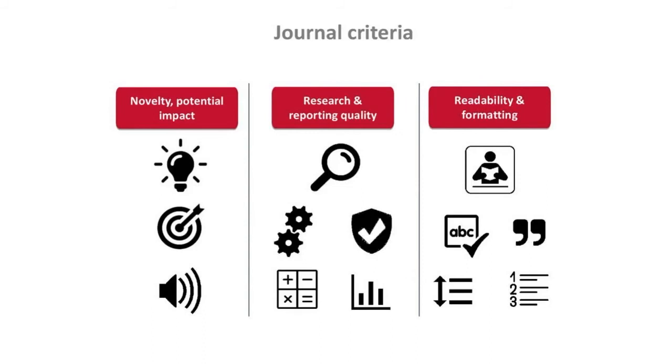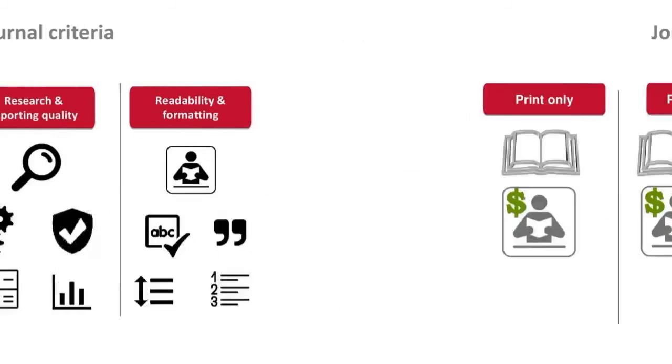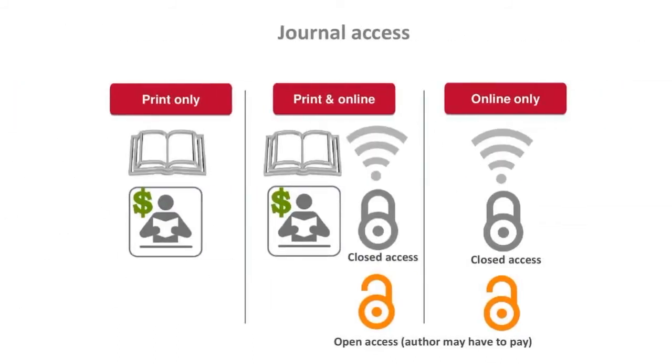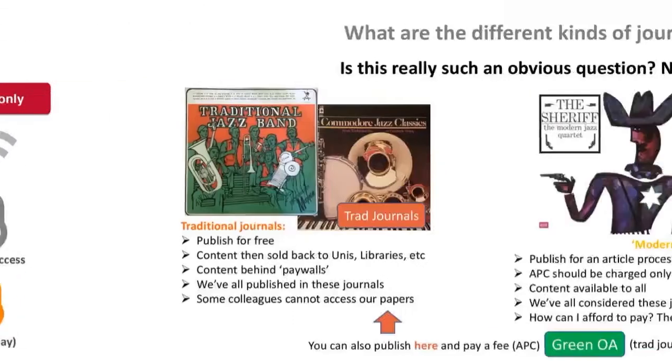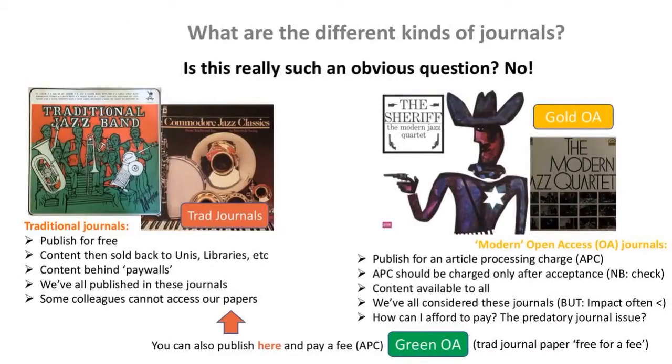Of course, journals want novelty and impact. They want you to have followed research and reporting guidelines, and they want readability and accurate formatting. So, things to think about when submitting to journals. Here are some differences between the different kinds of journals out there: print only, print and online only, open access. So if you're confused about what those differences mean between different journals, I always explain this using a jazz analogy.